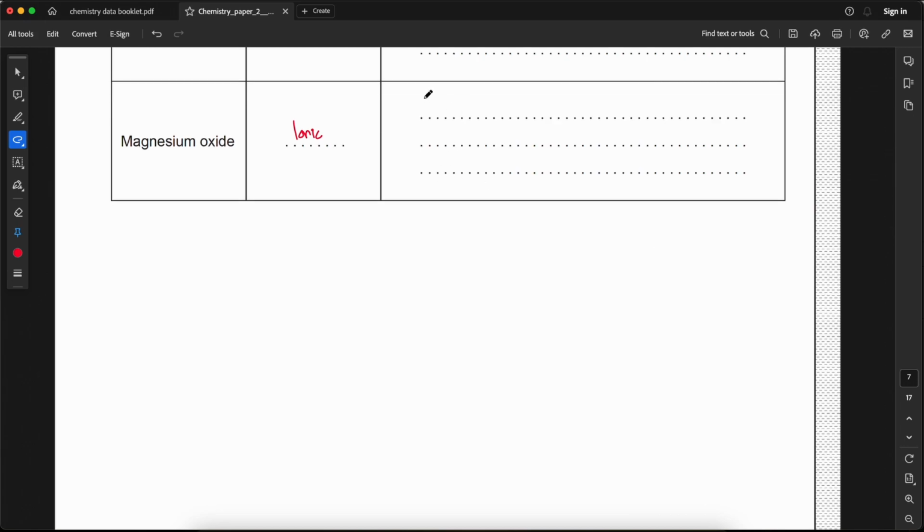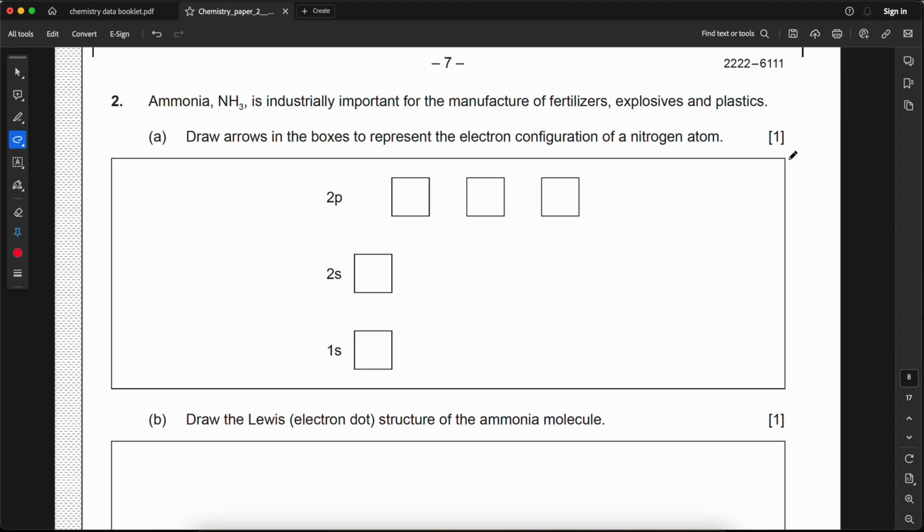So magnesium will lose the electron and transfer it to the oxide. So electron transfer from magnesium to oxygen, or you can also say losing electrons by magnesium and gaining by oxygen. Ammonia NH3 is industrially important for the manufacture of fertilizers, explosives, and plastics.